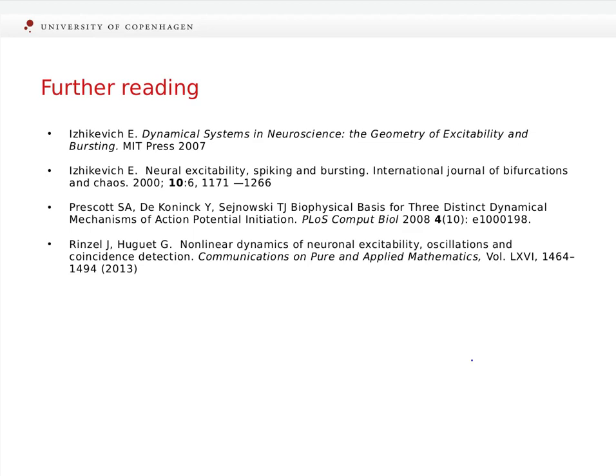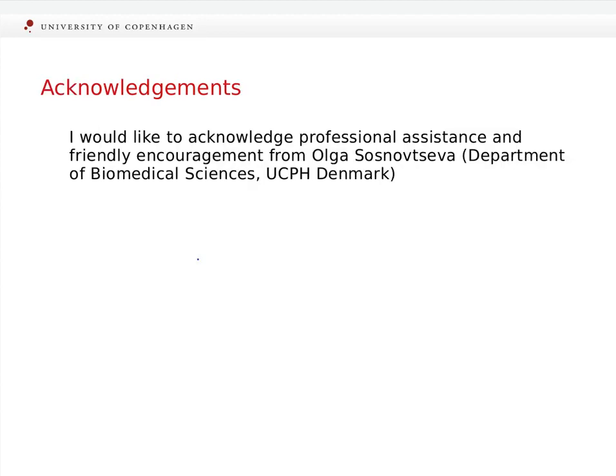Now, some further reading can be found in a beautiful Izhikevich book on dynamical systems in neuroscience and in some of the Izhikevich papers. And these are also papers from famous scholars in theoretical neuroscience. And my acknowledgements to great help, motivation, and encouragement from Olga Sosnovtseva from Department of Biomedical Sciences, University of Copenhagen, Denmark.